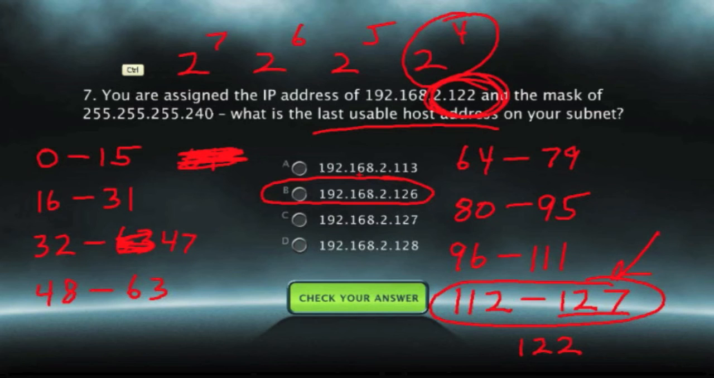Wynn says, what's the 112 again? The 112 is our network address. 127 is our broadcast address. The first usable is 113, and the last usable is 126. Notice this was tricky because it put all those as options in the multiple choice. Wowzer.